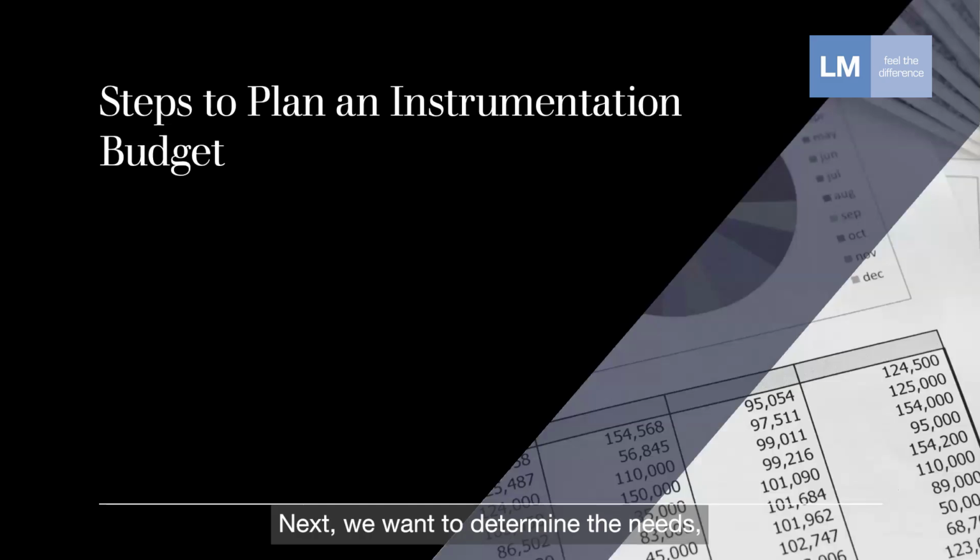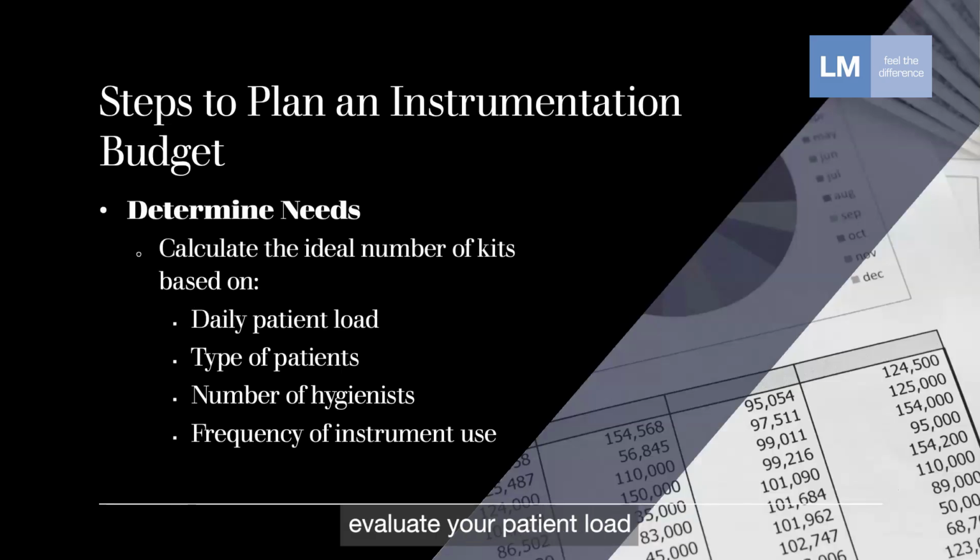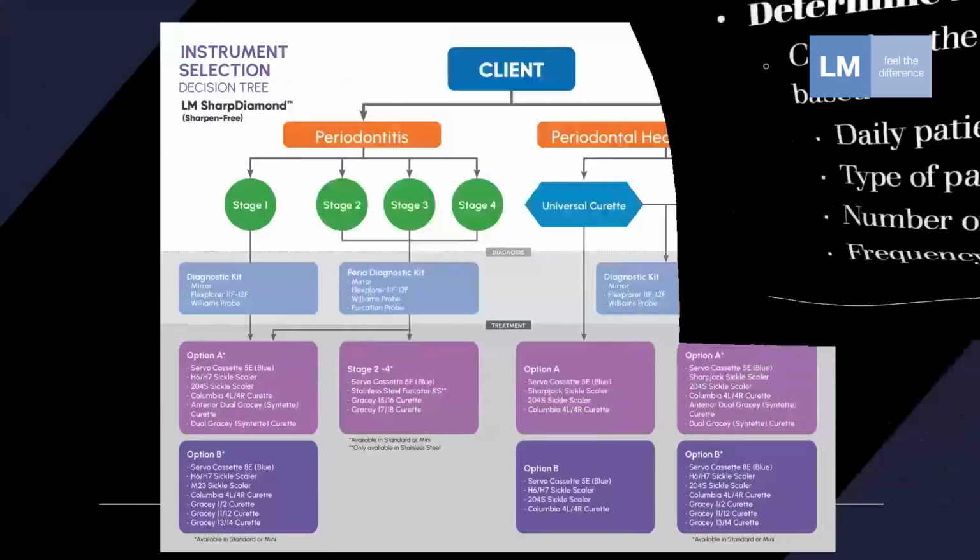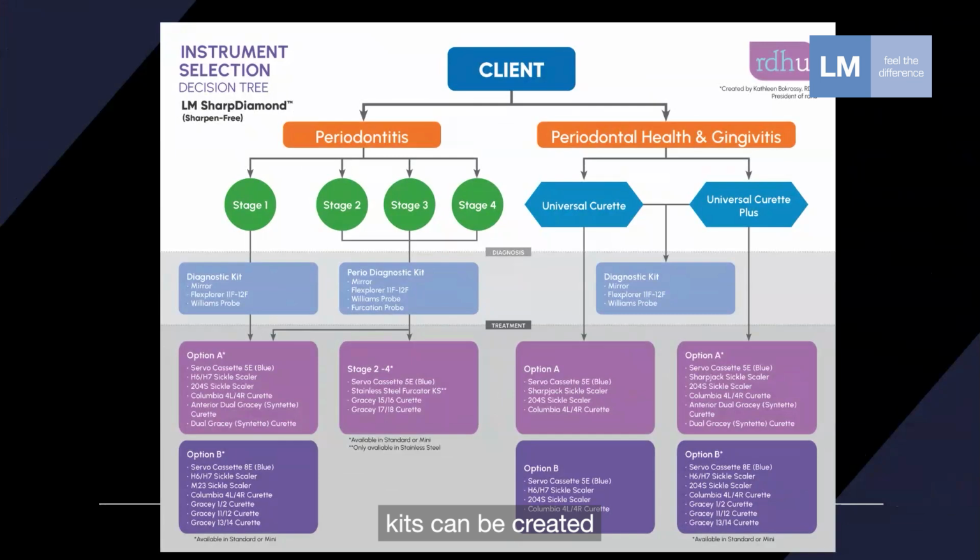Next, we want to determine the needs. Evaluate your patient load and the number of clinicians using instruments. Ideally, each dental hygienist has their own sets of instruments that only they use and maintain. Consider how many kits are needed to ensure proper rotation and minimize premature wear. If your practice has a high volume of patients, ensuring a one kit per patient per day system can extend the life of your instruments. This is an example of how kits can be created using the periodontal classification system.